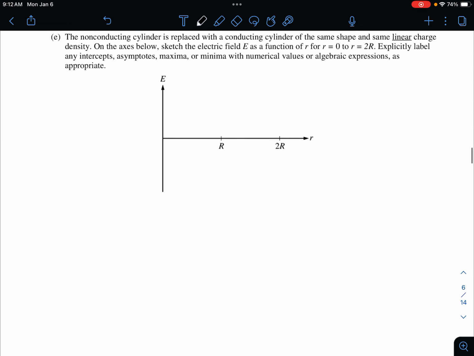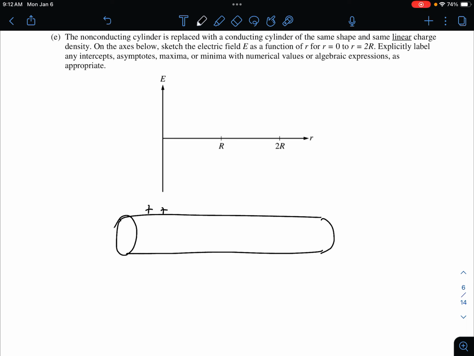If you think about conducting, so if we had the same thing, but with a conducting cylinder, all the charge is on the surface, right? Because it's a conductor, you're never going to have charge just in the middle of it. Charge wants to spread out naturally. It's going to be all over the surface. That's why it has a linear charge density, which is going to equal Q over L.